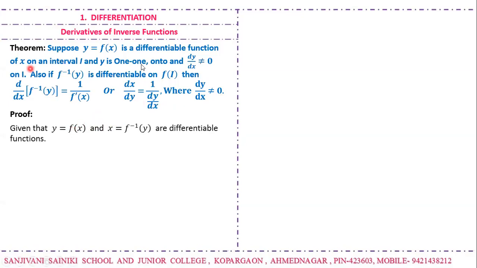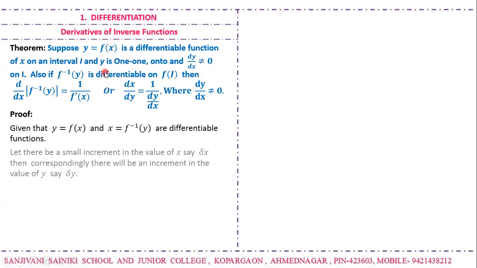Now what is given? Given that y is equal to f of x and x is equal to f inverse of y are differentiable functions. It is given in the note. So let there be a small increment in the value of x, say delta x.